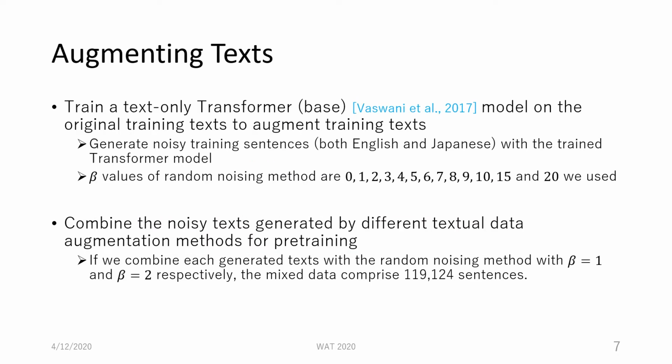To augment training text, we train a text-only transformer model on the original training text. And then we translate the original training text into synthetic training text with the trained model. Furthermore, we combine different types of noisy text for pre-training.